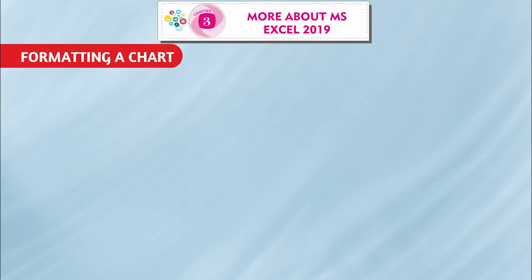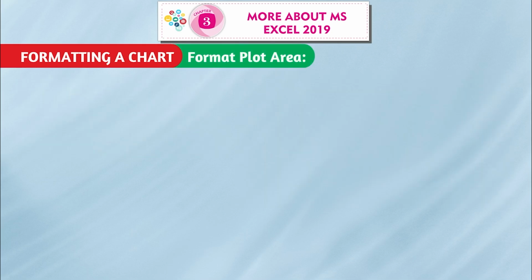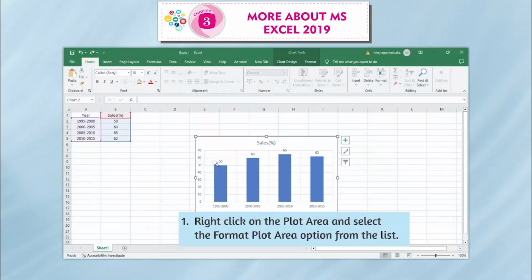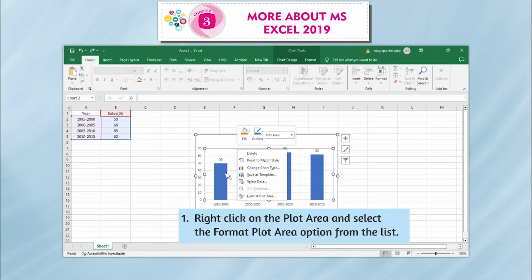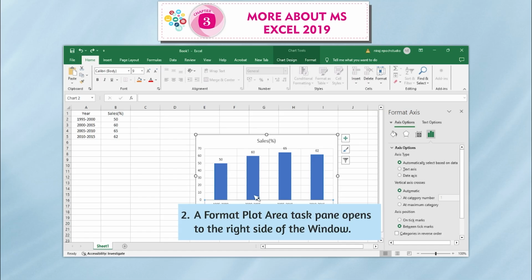Formatting a chart. Formatting means to give a different look to a chart by changing font, font color, border style, legends, data series, etc. Let us discuss how we can format a chart. Format block area. 1. Right-click on the block area and select the Format Block Area option from the list. 2. A Format Block Area task pane opens to the right side of the window.